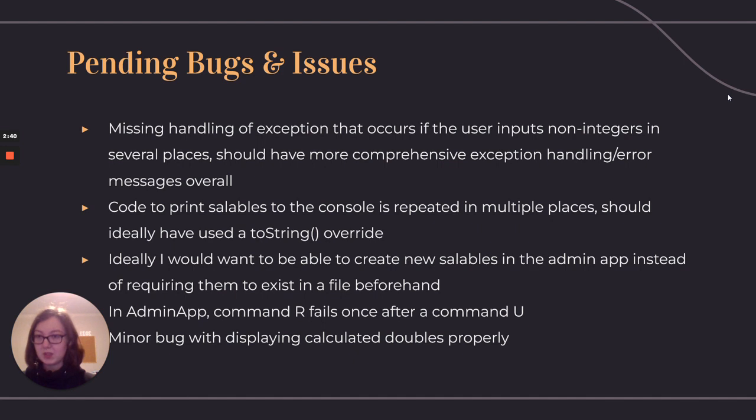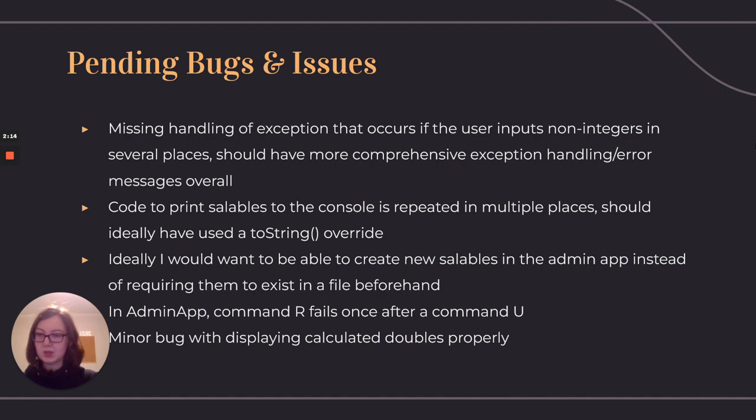As for pending bugs and issues, first of all, I'm missing handling of an exception that occurs, or several exceptions that occur if the user inputs non-integers in several places in the storefront, and I should have more comprehensive exception handling and error messages overall. Every exception, I think, is handled, except for this one, actually, but the error messages are kind of vague, and I could have done a little better there.